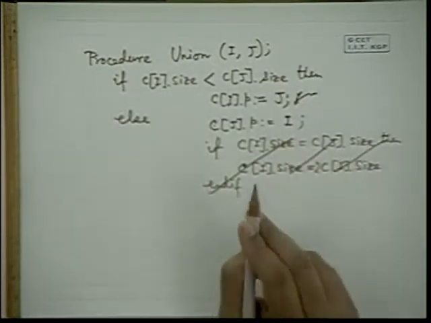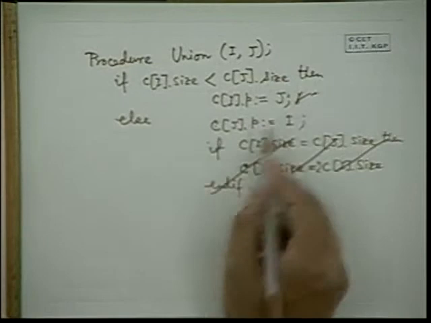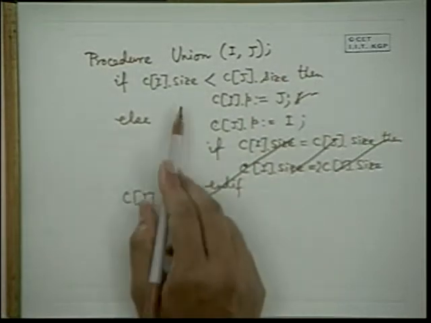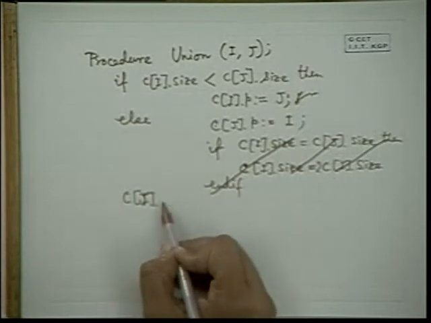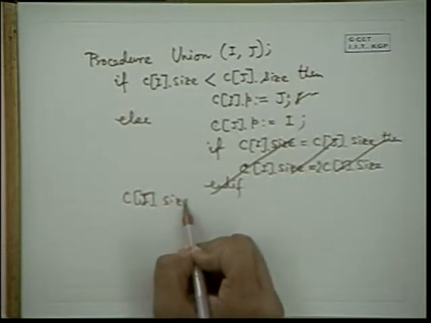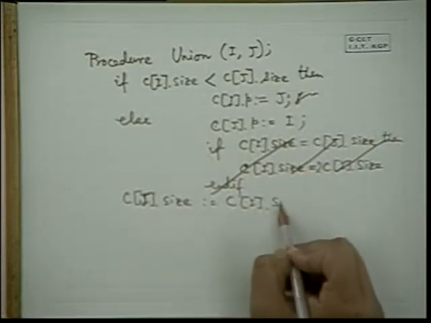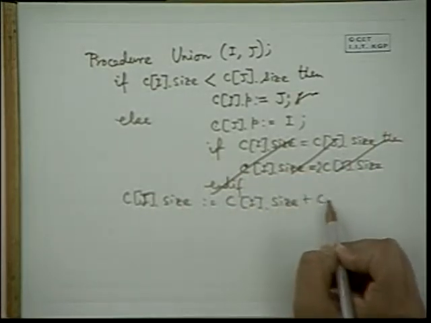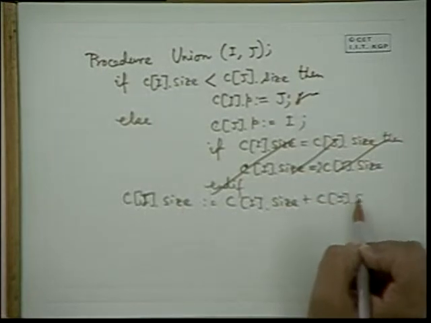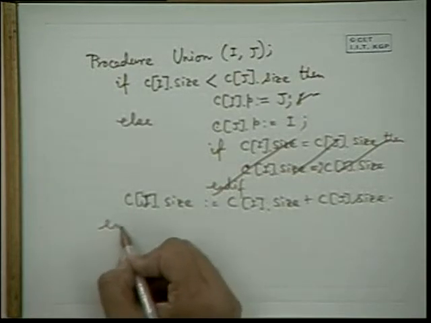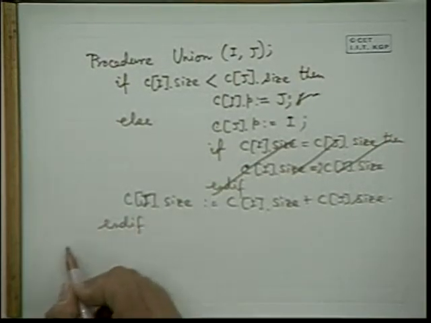So, this is done. Then what we will do, after we do this, we will just update the Ci dot, which we have made, Cj dot size equal to Ci dot size plus Cj dot size. Update the size field, and that is the end if, and that is the procedure.